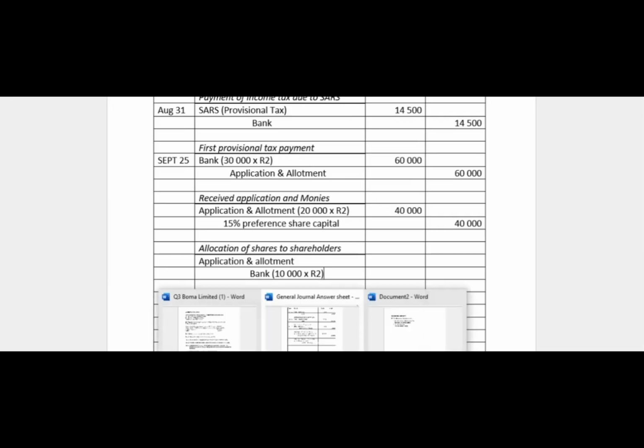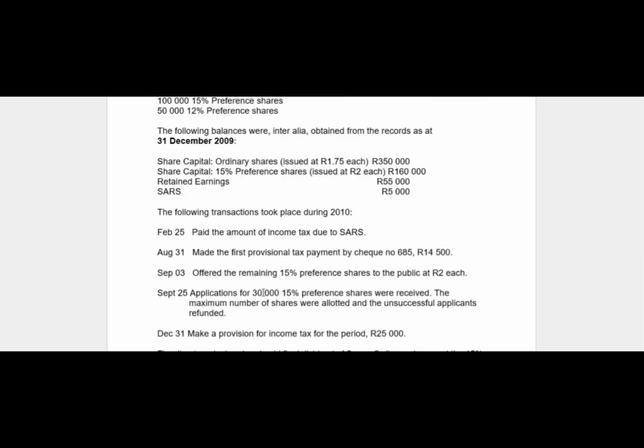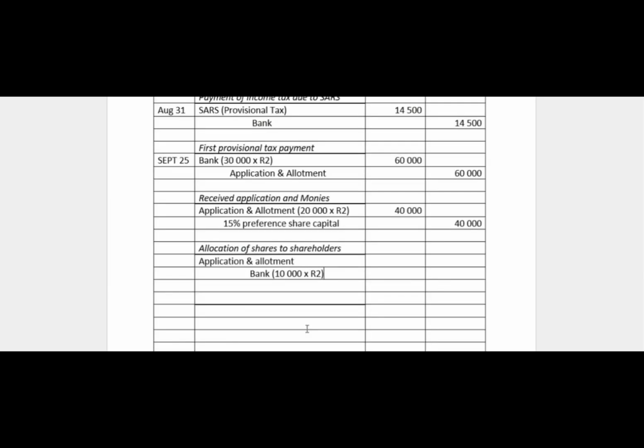Remember, multiply by 2 rand. Where does this 10 come from? This 10 comes from here, where they applied for 30. They said unsuccessful applicants are refunded, so we have to refund the unsuccessful applicants. They applied for 30, and we only offered the remaining, which is 20. So we are going to refund the amount for 10 shares that we could not allocate, that we don't have in stock.